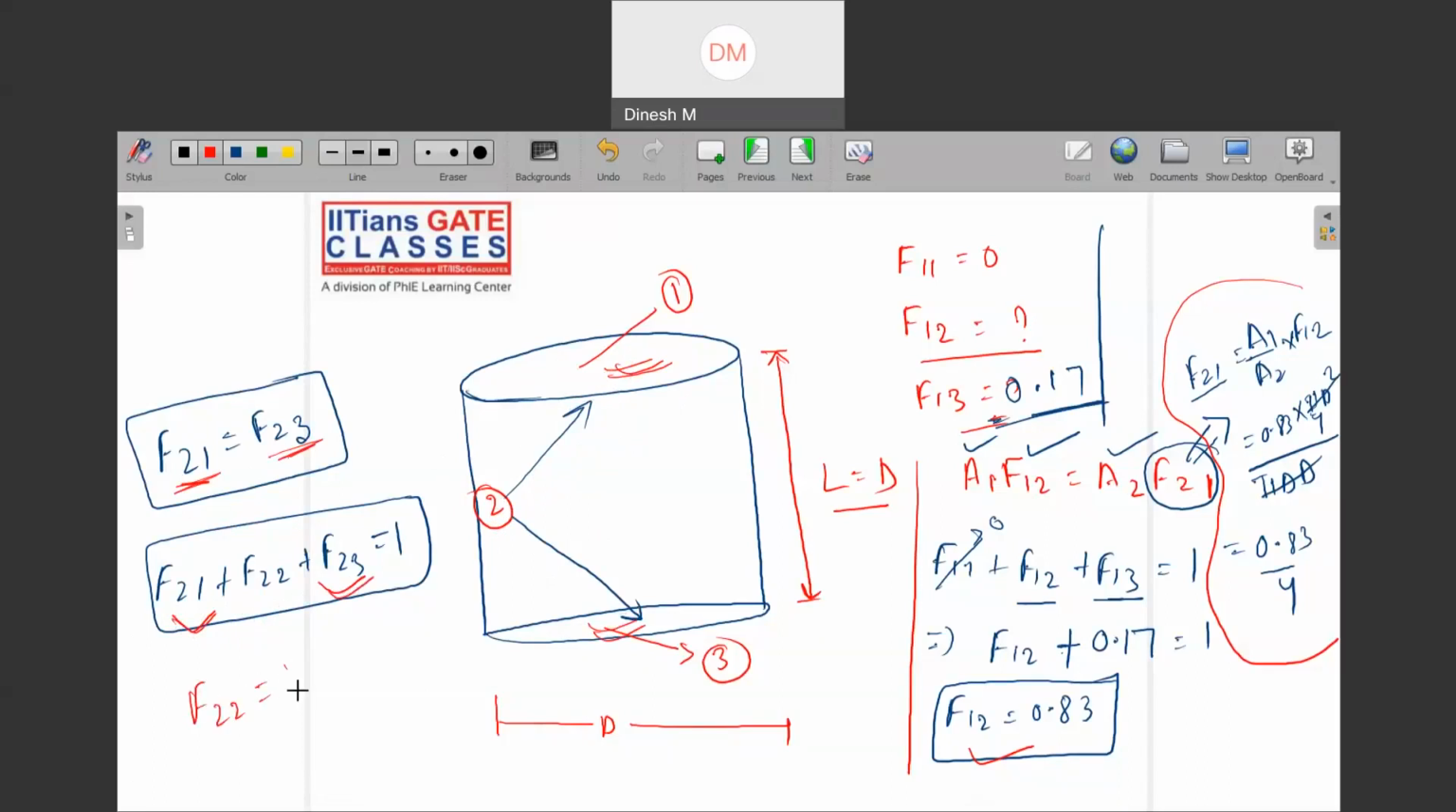Then what is F22? F22 is 1 minus F21, or I can say 1 minus twice of F21, and F21 value is 0.83 by 4. So 0.83 by 4 into 2. So this is 1 minus 0.83 by 2. So when you solve this one, this will turn out as 0.585. Okay.